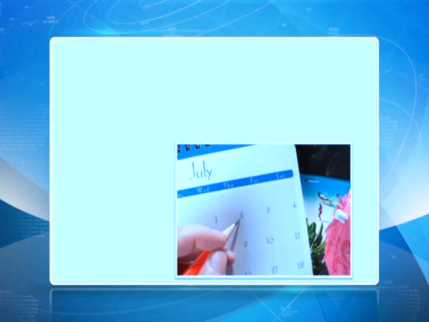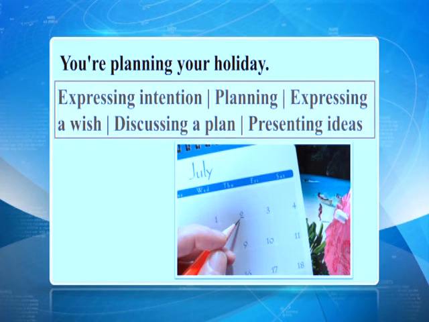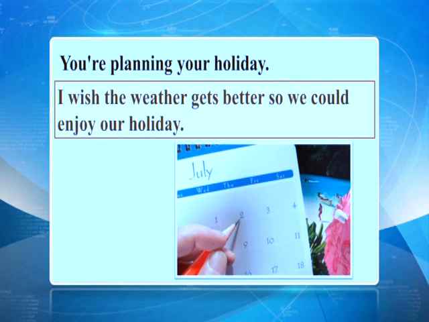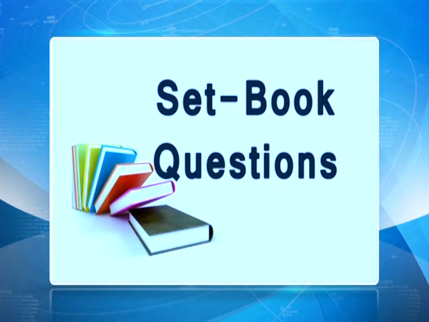Okay, so we finished the first four, and this is the last situation. You're planning your holiday. So you can express intention, talk about planning, express a wish, discuss a plan, or present ideas. You can say, I intend to spend 20 days in Thailand this summer. Or, I wish the weather gets better so we could enjoy our holiday. Or, I don't think it's too late to book a ticket to Thailand. I'll call a travel agency to check availability.